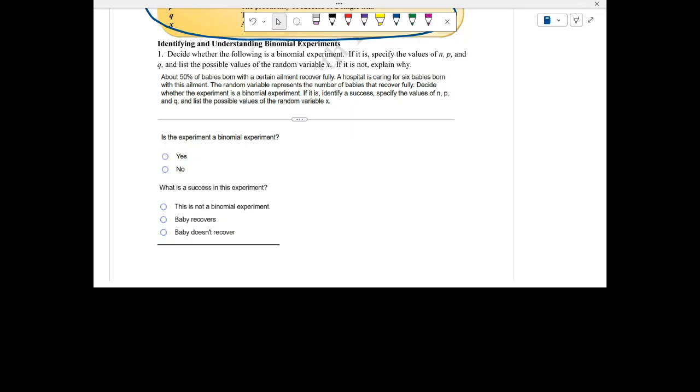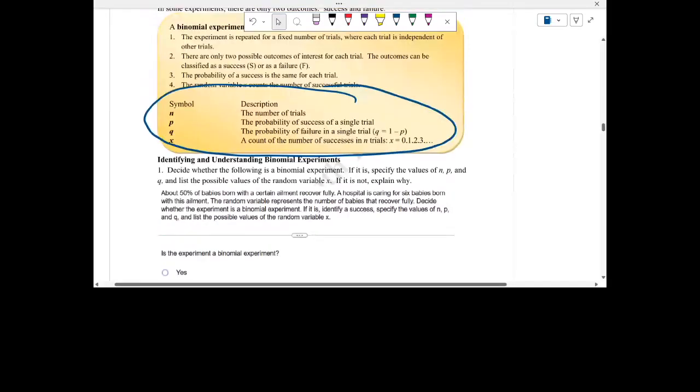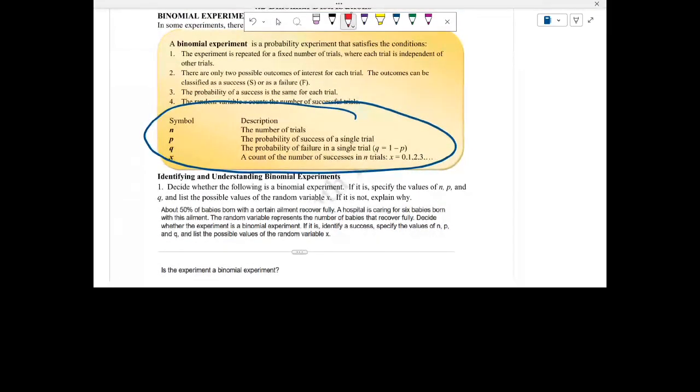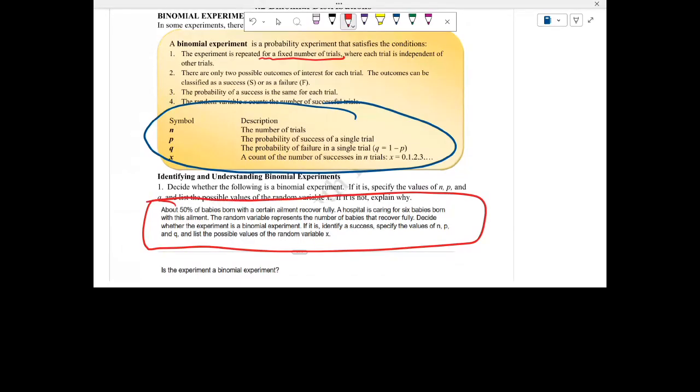In order for it to be a binomial experiment, we have to, number one, repeat it for a fixed number of trials. So what we mean by a fixed number of trials, we have these babies that are born with something going on with them, right? And they're all in the same hospital. How many babies do we have at this hospital right now? Anybody know? I'll give you a hint. It's going to be somewhere in this paragraph. How many babies are there? 6, right? So my number N is the number 6. We're going to try to cure each of these 6 babies, okay?